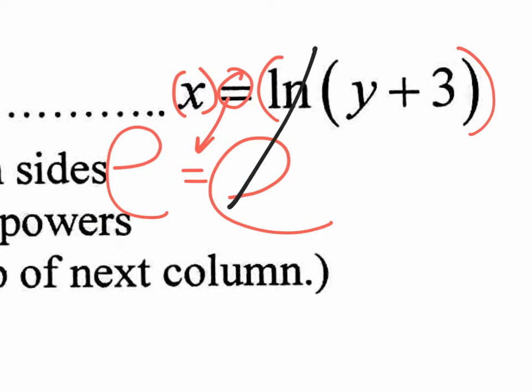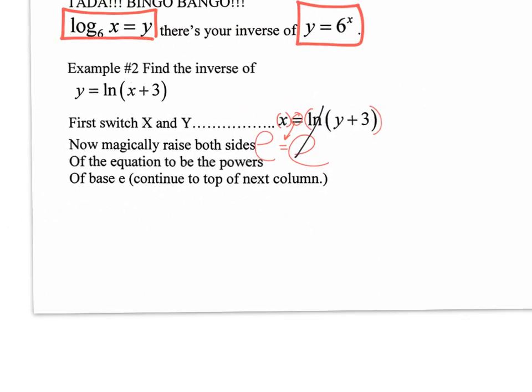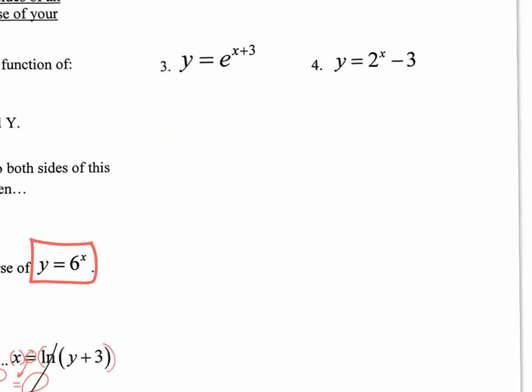And you end up with the new equation that says e to the x equals y plus 3. No more exponent. This guy comes down when the e to the ln cancels out. So I explained this on the next column. Let's move up here.